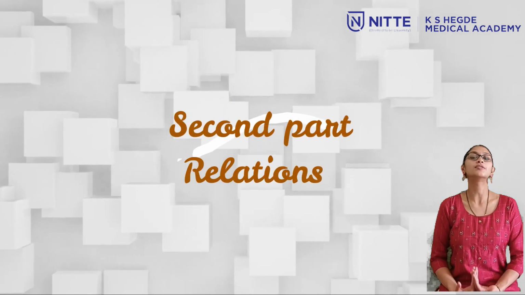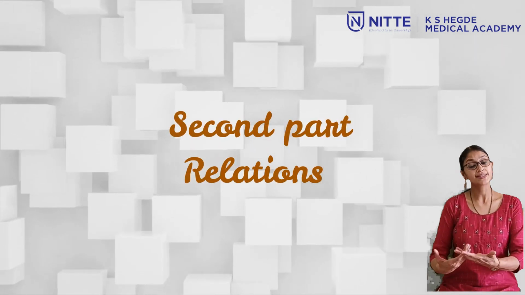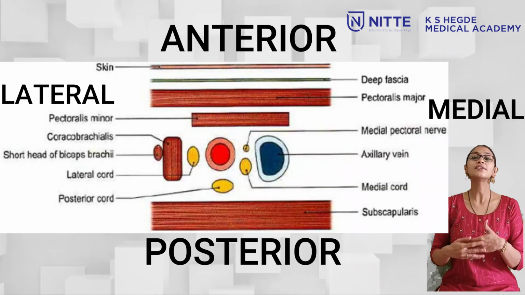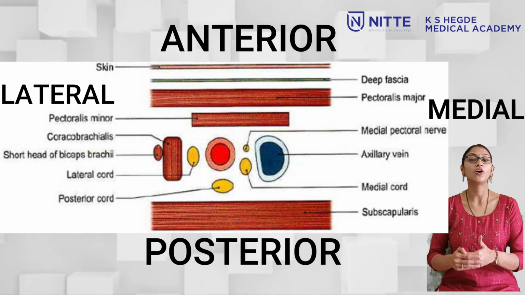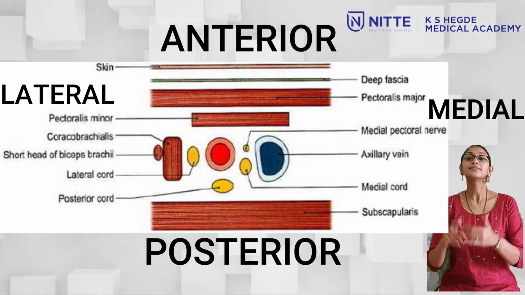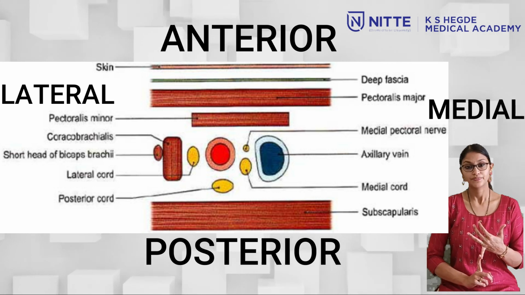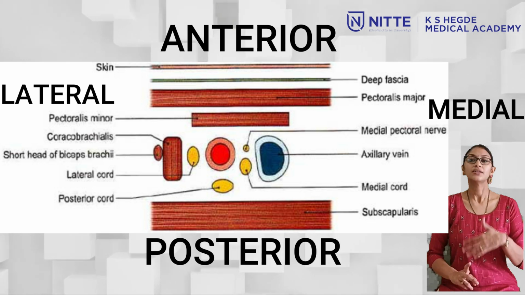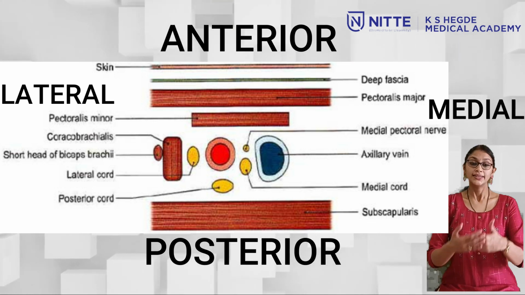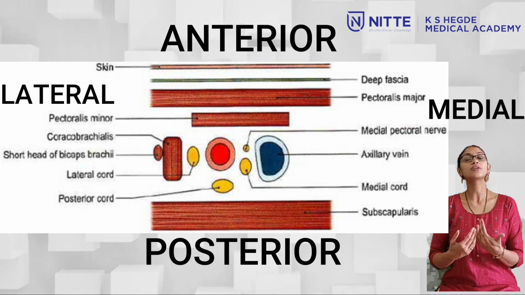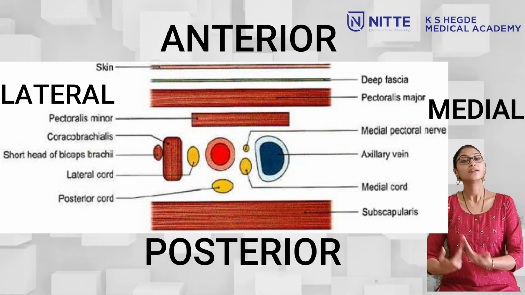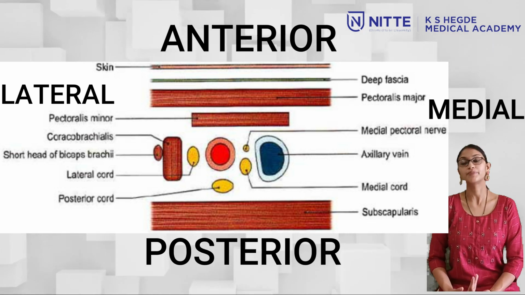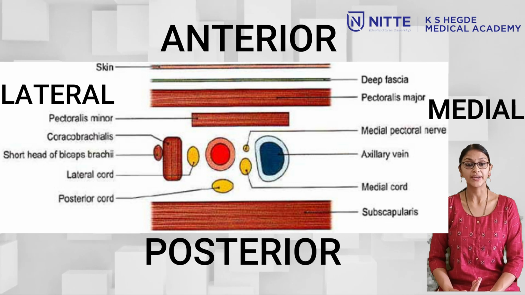Relations of the second part of the axillary artery, which lies behind the pectoralis minor muscle. Obviously, the anterior relation of the second part is the pectoralis minor muscle. Over that lies the pectoralis major and the covering fascia and skin. The lateral relation is the lateral cord of the brachial plexus. Medial to the second part is the medial cord of the brachial plexus and the axillary vein.